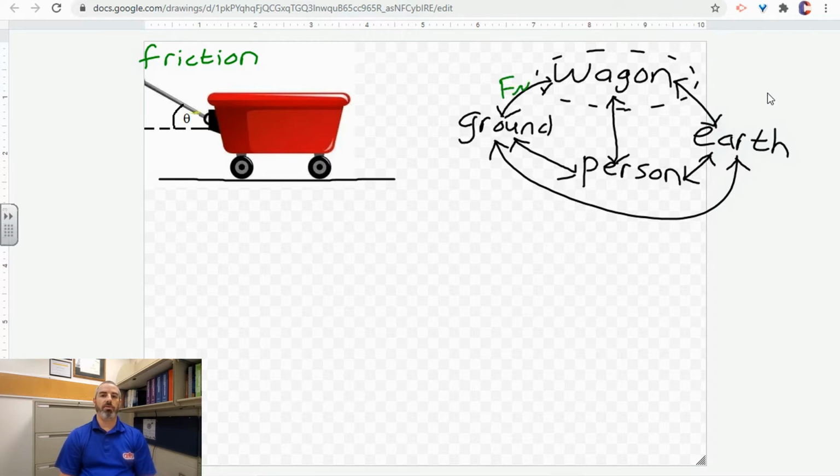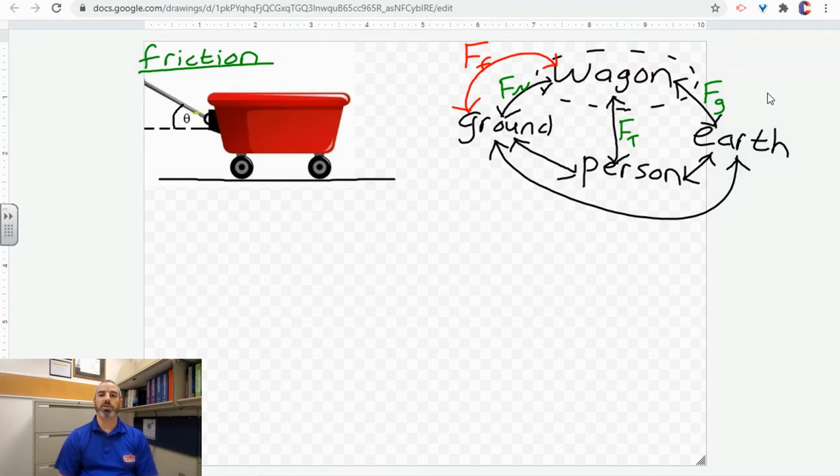So we have the normal force that is supplied by the surface. We have a tension force that the person is pulling with, and we know that the Earth supplies the gravitational force. The problem here is we know that there's friction, but we don't have an interaction that shows friction. So we have to ask ourselves, what object interaction with the wagon is causing the friction? Well, that's the ground. The ground is causing the friction. So we have a second interaction with the ground and the wagon that supplies a frictional force.